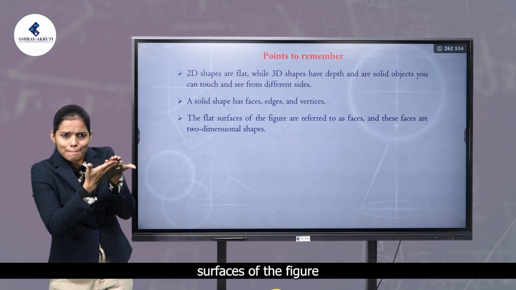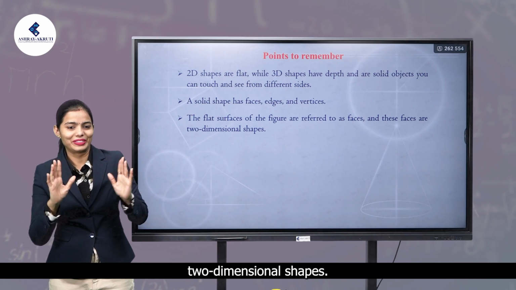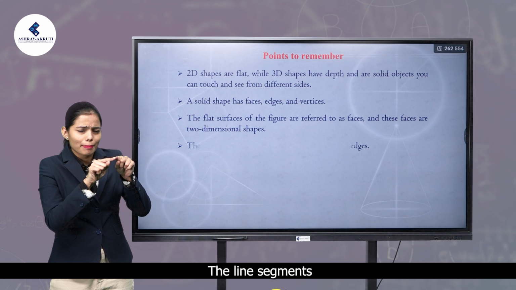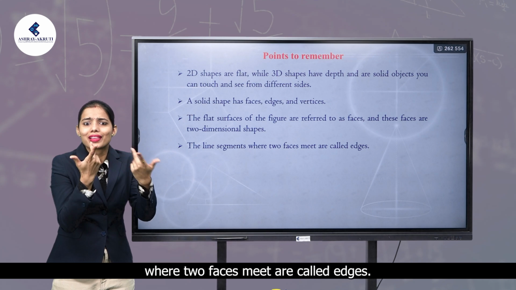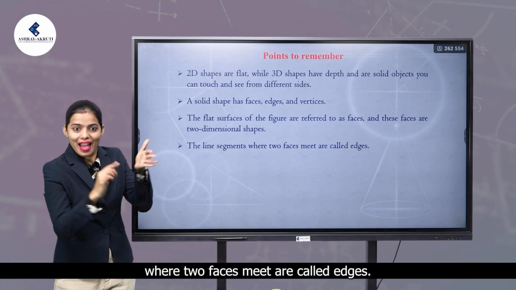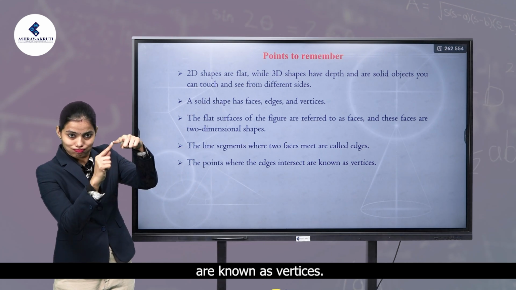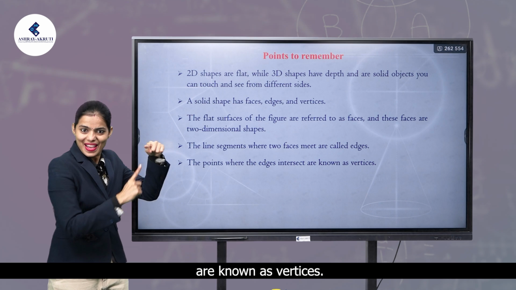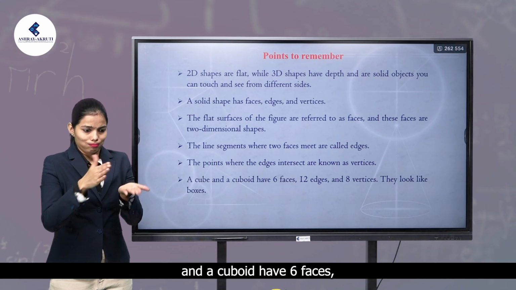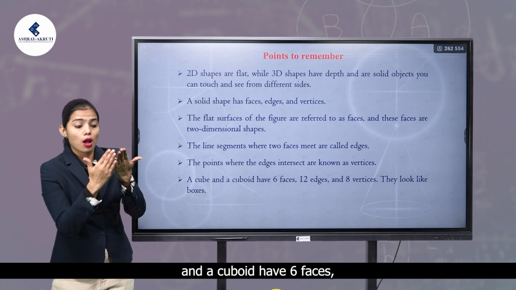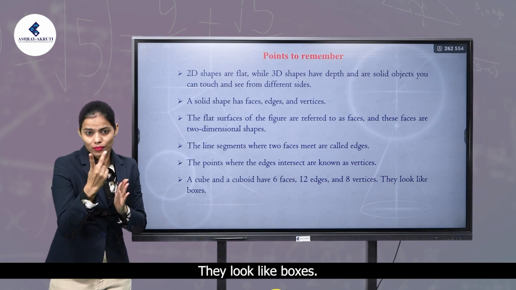The flat surfaces of the figure are referred to as faces, and these faces are two-dimensional shapes. The line segments where two faces meet are called edges. The points where the edges intersect are known as vertices. A cube and cuboid have 6 faces, 12 edges, and 8 vertices. They look like boxes.